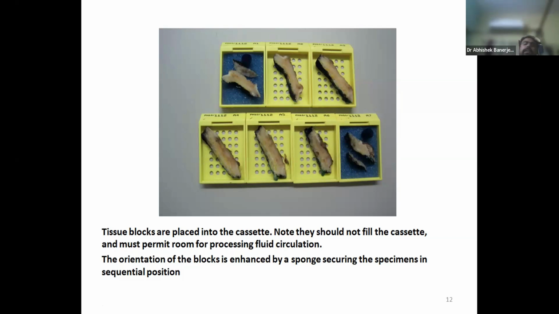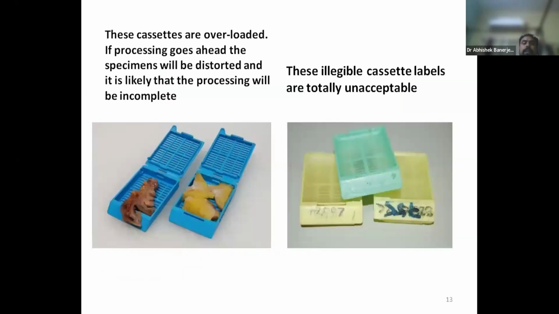But yes, definitely you can click a photograph, and you can communicate with your technician, and you can also be there during the embedding time. These cassettes are overloaded, so you can see how the overloading happens. These are also overloaded cassettes; it should be adequate so that the medium flows very well. And these illegible cassette labels are totally unacceptable. See how many times this labeling has been done. So always use a new one.